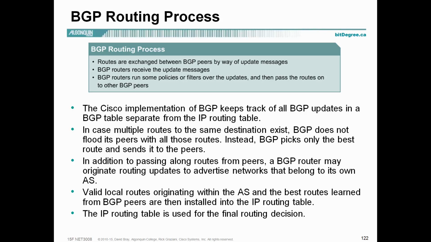Now, the best routes, so to speak, after being processed and so forth, will find their way into the routing table, because ultimately every time a router gets a packet with a destination, the thing that either sends it out or doesn't send it out is the IP routing table. So that's always the table that's used to decide what to do with packets.